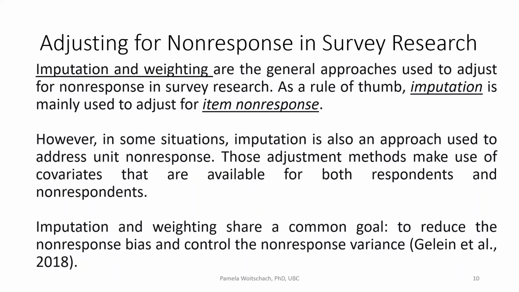So in this case, we will talk about adjusting for non-response in survey research. Broadly, imputation and weighting are the general approaches used to adjust for non-response. Imputation is mainly used to adjust for item non-response. Imputation is the deliberate creation of data that were not actually collected. With weight adjustment, the non-respondents are deleted and the survey weights of respondents are adjusted to compensate for the non-respondents. In some situations, imputation is also an approach used to address unit non-response.